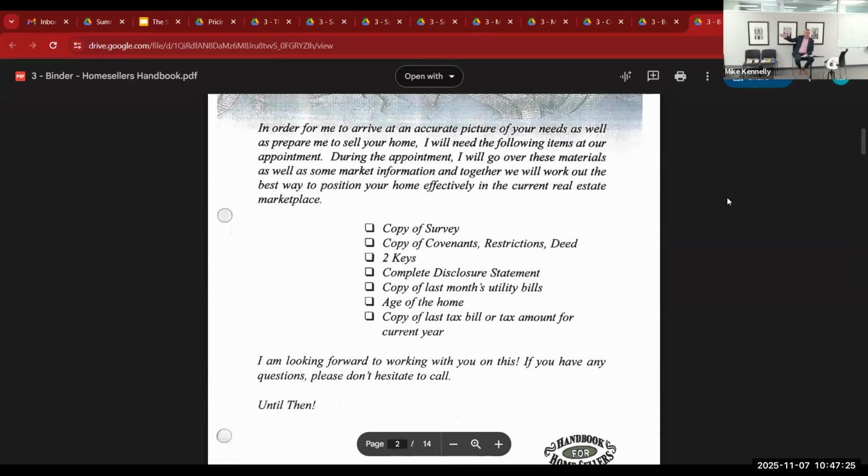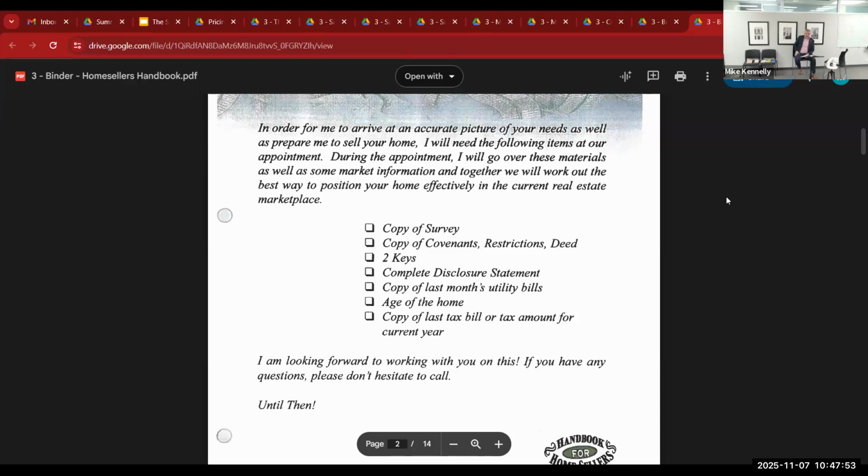Disclosure, keys. I want the keys of the property, right? Always get 2 sets, one as a backup, because I tell you, one of the things that's at epidemic levels are people taking keys out of lockboxes and missing keys. So you always want to have a backup. And if you ever run into a situation where a key goes missing in your lockbox, go change that lockbox ASAP.